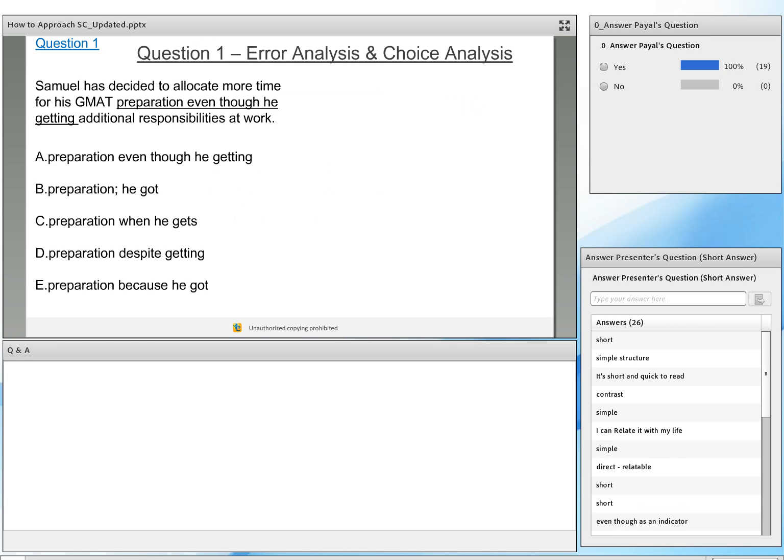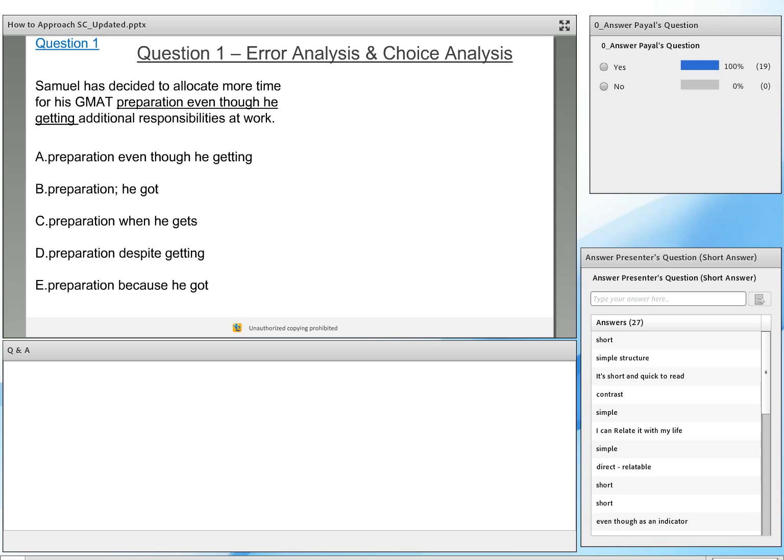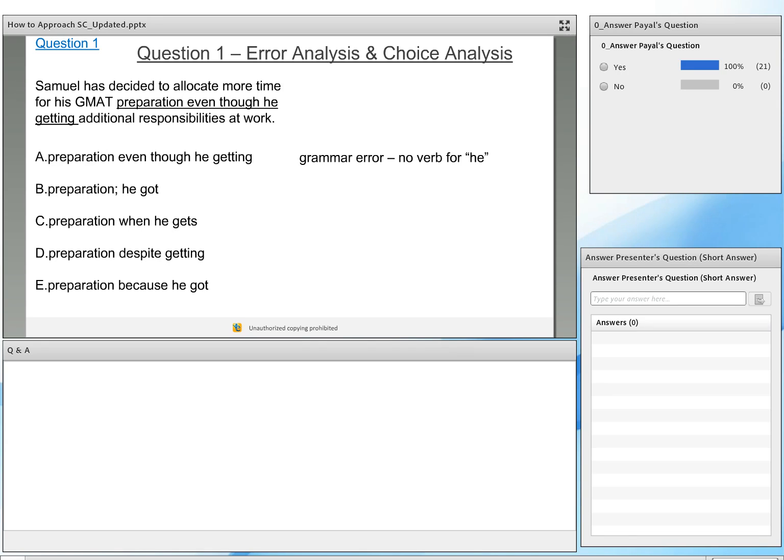Now let's understand what the mistakes are. It was very easy to spot a mistake in this sentence, because "even though he getting additional responsibilities at work" seems kind of incomplete. When you're reading this, you feel that the author is going to say something more, but then you pause and think, oh, the author just messed up with the verb here. So you know what is wrong with the sentence. The verb is missing here. So now you're looking for the choice in which this error is not there or in which this entire part is corrected. Now, why did you not select choice B as the correct answer? What is missing in choice B?